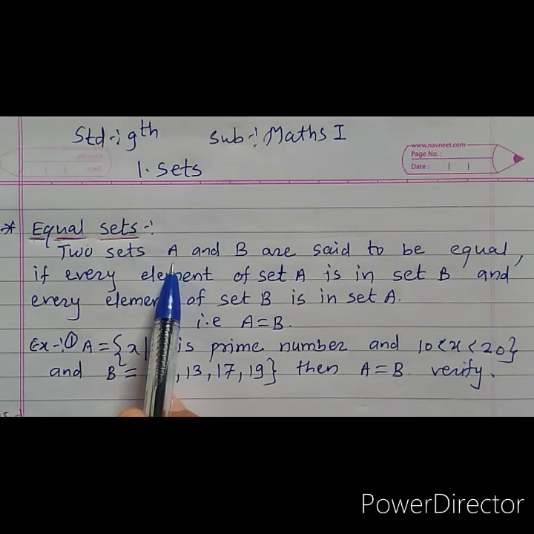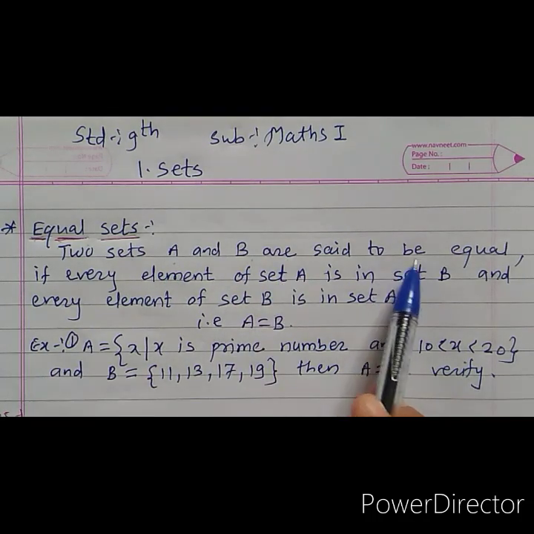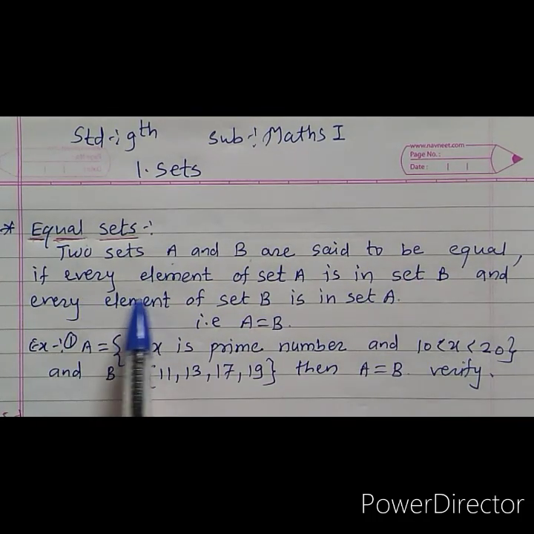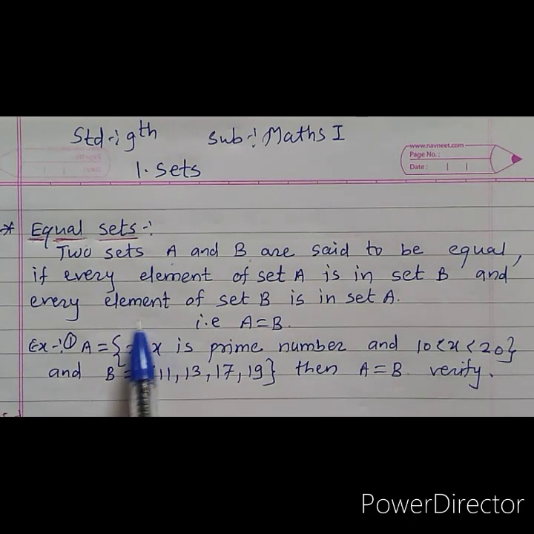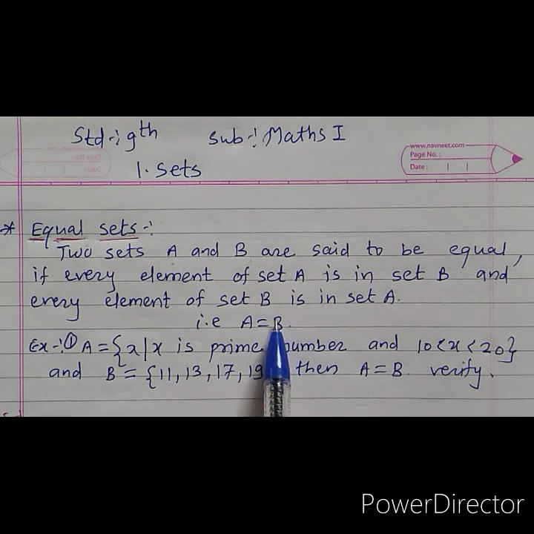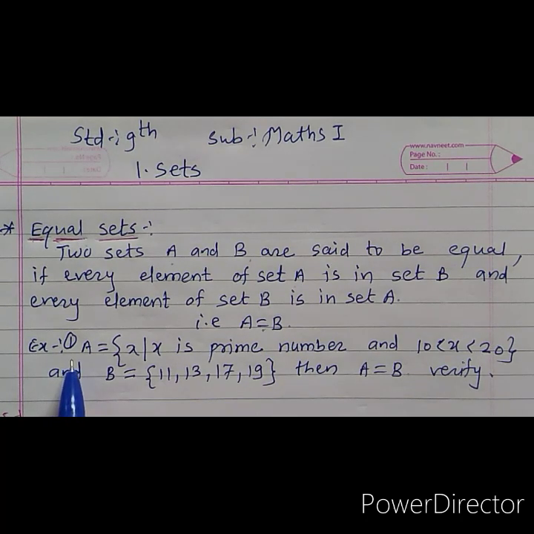Two sets A and B are said to be equal if every element of set A is in set B and every element of set B is in set A. It means all the elements of set A are in set B and all the elements of set B are in set A. Then we can say that set A is equal to set B. Now let us see an example.